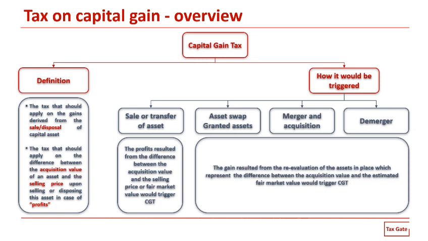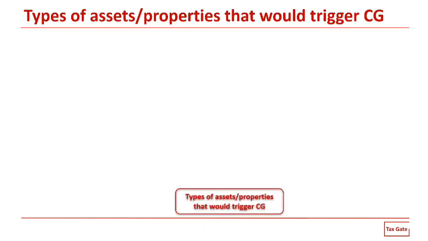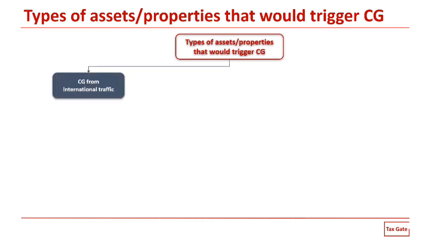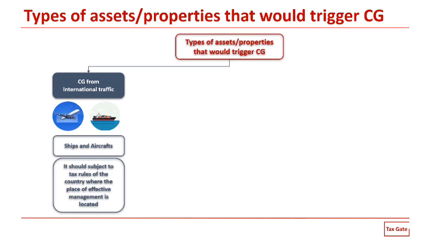Well, so we have just discussed the definition of capital gain tax and the types of transactions or activities that would trigger capital gains, and now let's move to the types of assets or properties that would trigger capital gains. For the types of assets or properties that would trigger capital gains, it would be qualified as follows. Let's first start with capital gains from ships and aircraft which operate in international traffic. And here from a tax point of view, ships and aircraft wouldn't be considered as immovable property, and any related capital gains would normally be subject to the tax rules of the country where the place of effective management is located.